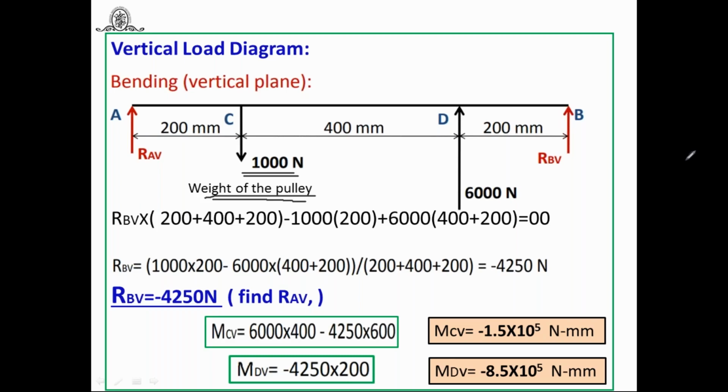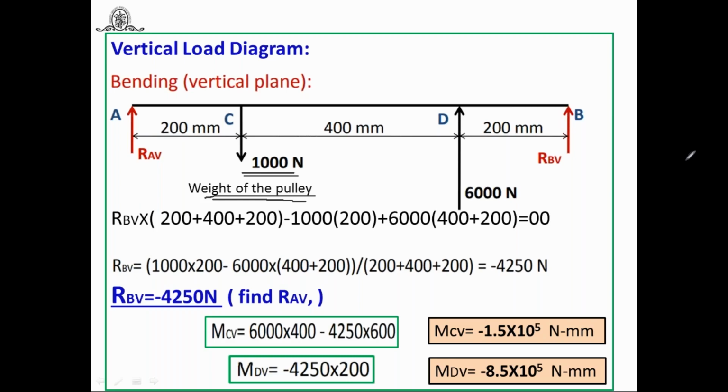We have to construct the vertical load diagram and the horizontal load diagram, because some forces in a pulley, if you look at the figure, you will find it transmits the T1 and T2, the tight side and slack side tension, in a horizontal plane. So you will get these forces in a horizontal plane. But the weight of the pulley, which acts vertically downward, you will get in a vertical plane. Again here in the gear, the tangential force is shown in the figure in the vertical plane and the radial force in the horizontal plane.